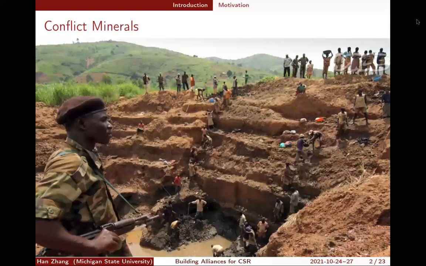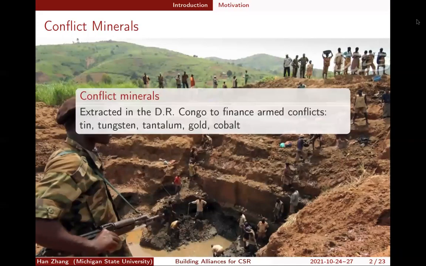Let's first look at an example of a social responsibility issue shared by many companies. Conflict minerals are extracted in the Democratic Republic of the Congo to finance armed conflict. They include tin, tungsten, tantalum, gold, and cobalt. Companies that use the five minerals have been under pressure from legislators, NGOs, and investors to avoid sources that perpetuate violence. Tracing the sources requires auditing the smelters that convert the ore into the metal.